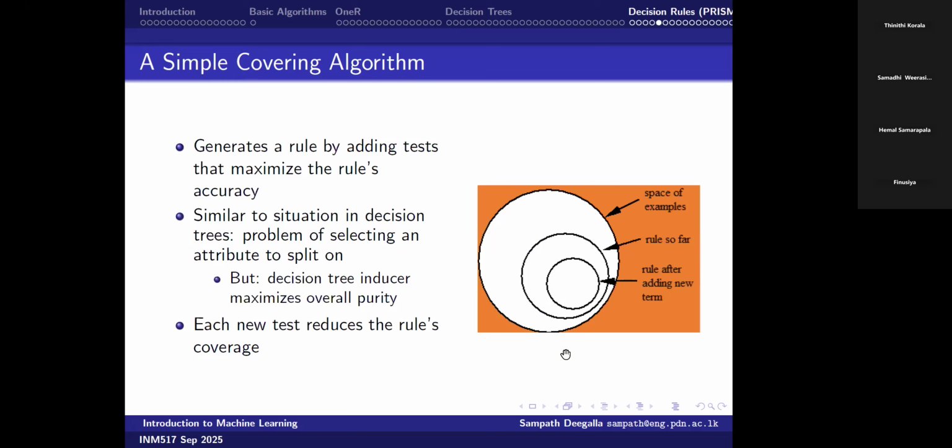So what happens? We start with all the examples, and when you generate a rule, the scope will be limited, but the accuracy will be improved. If you keep on adding new terms, the tests, the coverage will be smaller, but the accuracy will be higher. And that's the basis for the covering algorithm.